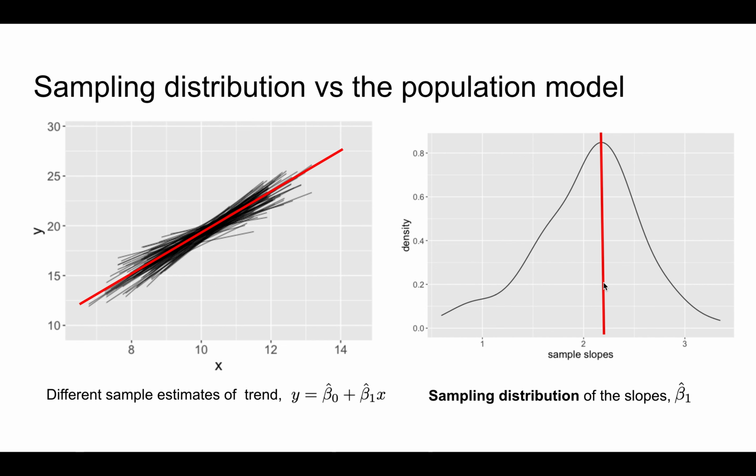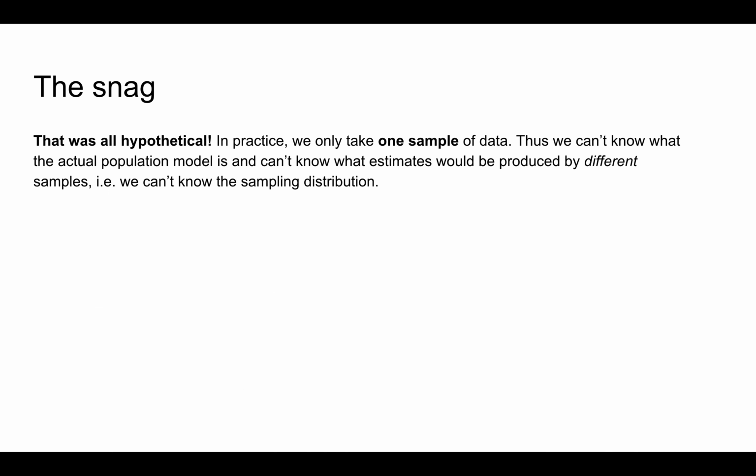Another way to think about this is that though some samples produce unlucky estimates, the average or typical sample will decently approximate the truth. Now, this thought is somewhat comforting, but there's a snag. That whole exercise was hypothetical. In practice, we only take one sample of data. Thus, we can't know what the actual population model is, and we can't know what estimates would be produced by different samples. That is, we can't know the actual sampling distribution.